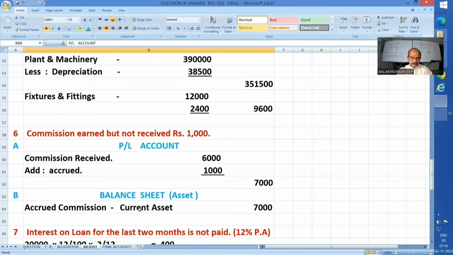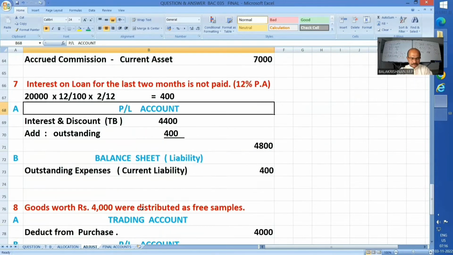Okay. Next, 7. Interest on loan for the last 2 months is not paid. 12% per annum interest, 2 months. So 20,000 is the loan amount. You will find it in the trial balance. So 20,000 into 12% into 2 months. So 400 is the outstanding interest.